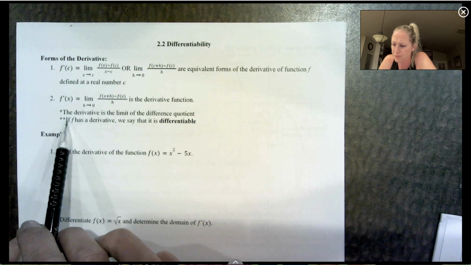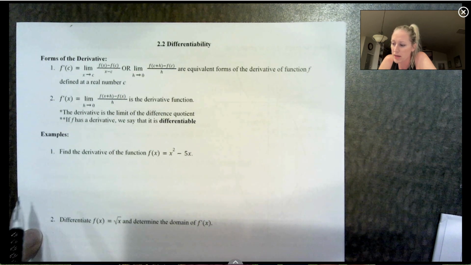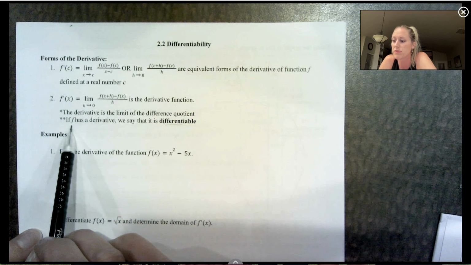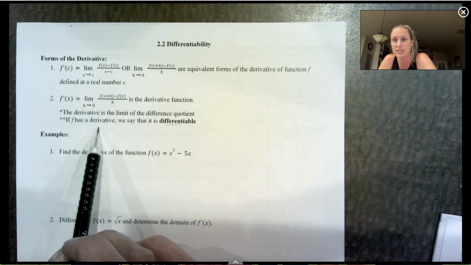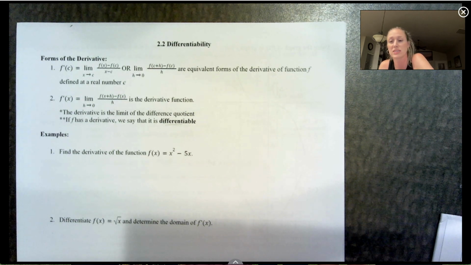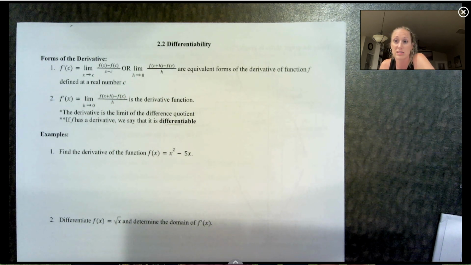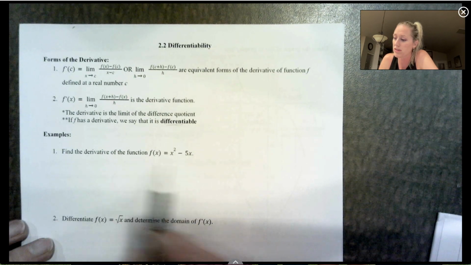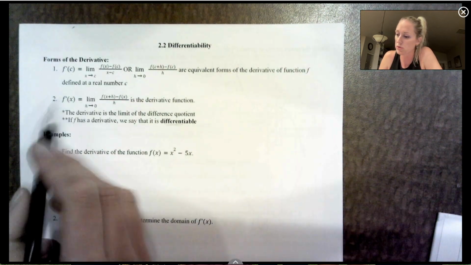Now, tying it back to that word differentiable: if f has a derivative, if we find the limit exists, then we say that it's differentiable. If we find the limit does not exist, then we would say it's not differentiable. So we're going to find the derivative function of this f of x, using the second definition.